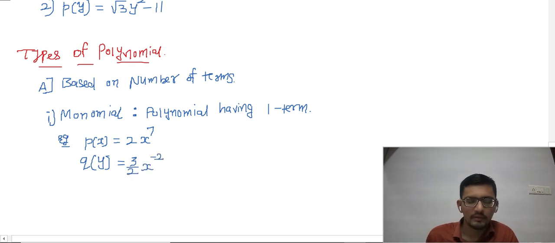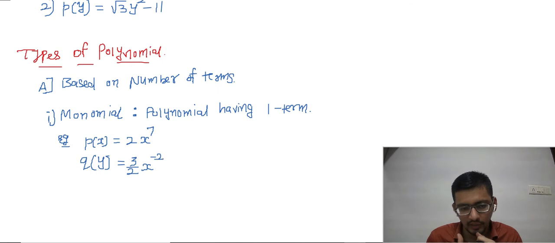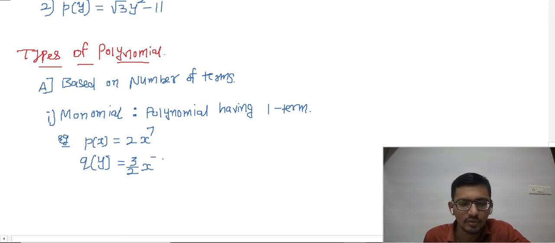Second example, if I am writing q of y is equal to 3 by 2 x raised to minus 2. Is this called monomial? No. Because first of all, this is not a polynomial. A necessary and sufficient condition for polynomial should be satisfied, means power of variable should be a non-negative integer. Here you can see power is minus 2, which is negative, not allowed. But if I'm writing x square, now this is called monomial, because only one term is there.